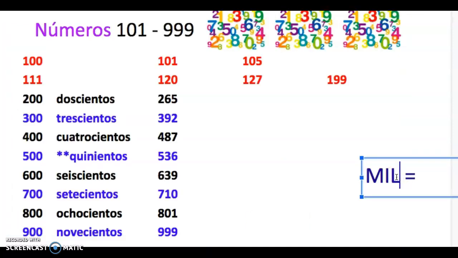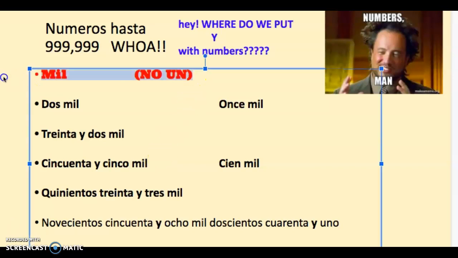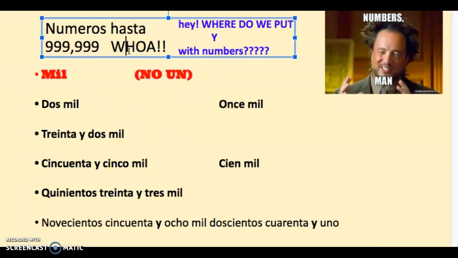So we are back here with mil. Mil is the next step after 999. Mil means 1,000. Very, very important note. There is no un before mil. Mil just means 1,000. You don't need anything in front of it. So, like I said, mil means 1,000. Don't use an un. We do not need an un here. Un is not used with mil. So when you have 1,000, it's mil.